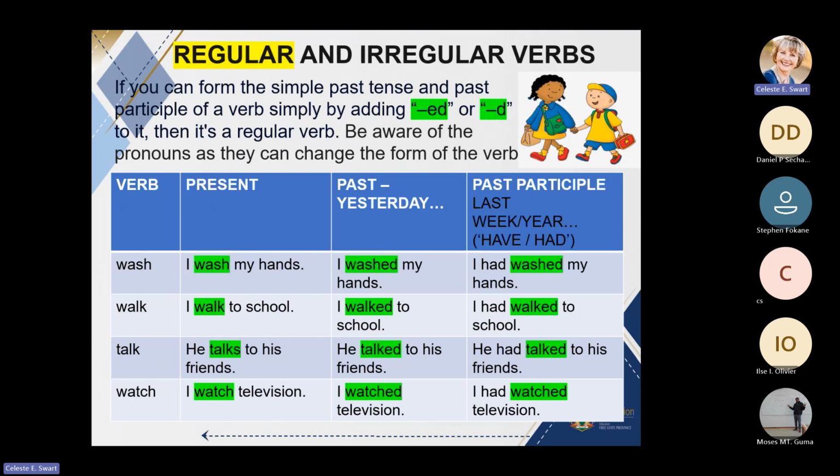Now we can link these to our time words. He talks to his friends. Yesterday he talked to his friends. But if we go further and we say last week or last year he had talked to his friends, then we're using the past participle. Watch: I watch television. Yesterday I watched television, and a week ago I had watched television.